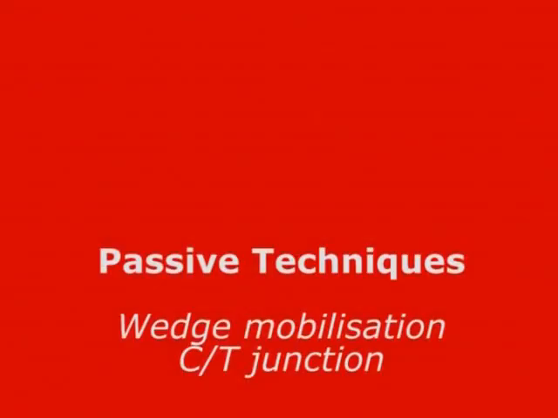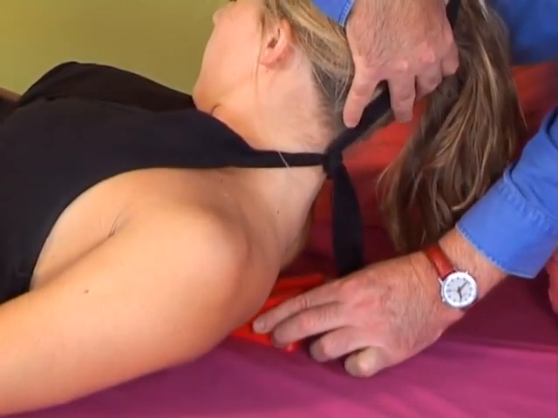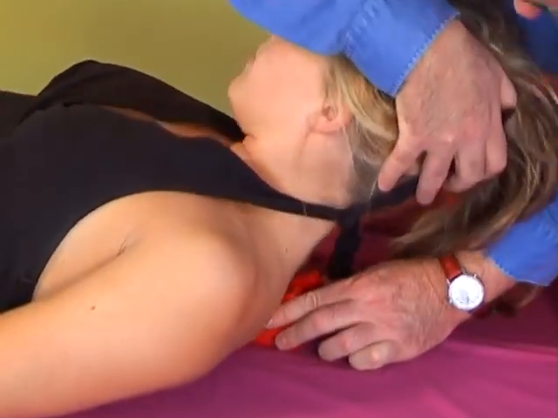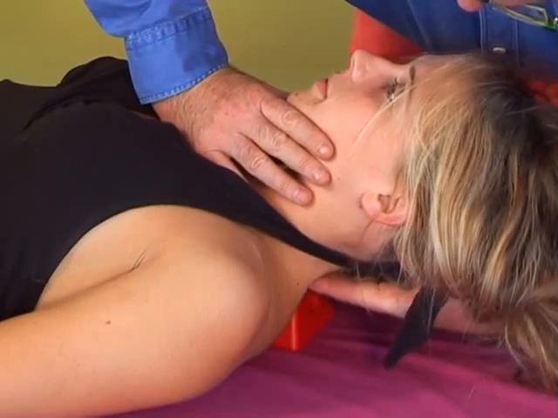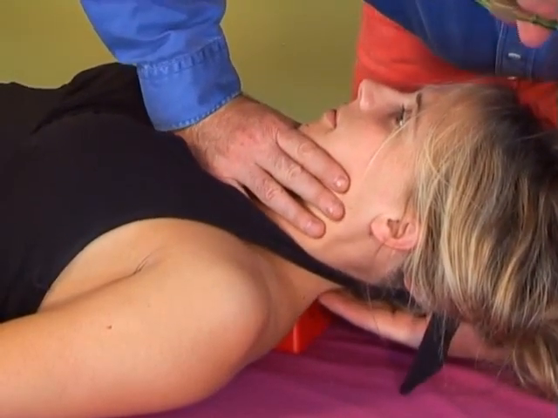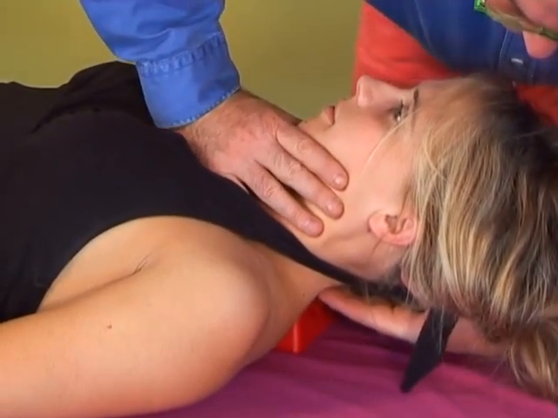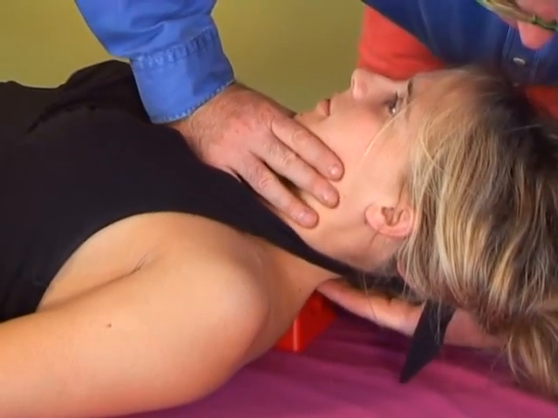Passive techniques, wedge mobilisation techniques for the cervicothoracic junction. Here I've placed the wedge on or about Claire's T1, T2 level. Notice how her head is supported and my right hand rests on her clavicles. There's no force through the jaw, and the whole head and neck is retracted back.